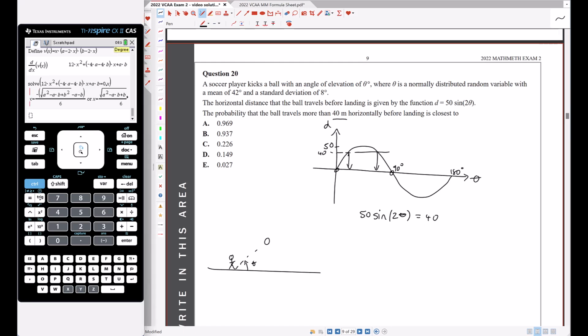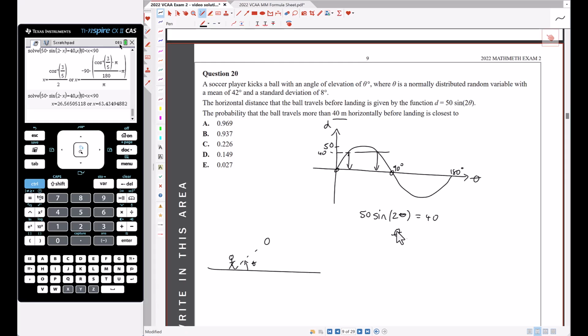I'm going to put my CAS in degrees. Oops, sorry. So menu 3.1. Oops, sorry, I'm in the wrong row. Menu 3.1. We're going to solve 50 sine of 2x equal to 40 for x, and we're going to do that for x given that 0 is less than x, which is less than 90. Control enter. Okay, so theta is 26.6 degrees and 63.4 degrees.